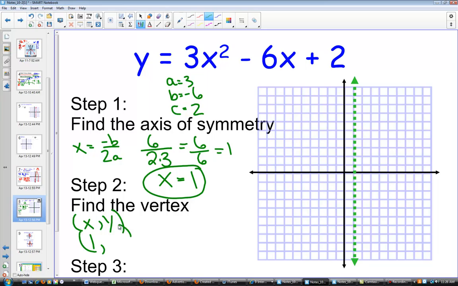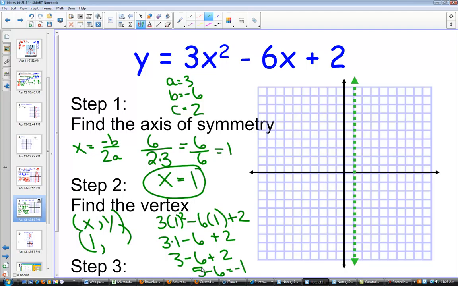When I plug in x equals 1 into my formula, I'm going to get 3 times 1 squared minus 6 times 1 plus 2. I'm expecting to see this work. 3 times 1 minus 6 plus 2. 3 minus 6 plus 2 is going to be 5 minus 6, which is negative 1. So I get over 1, down 1. That is my vertex. I should use red.